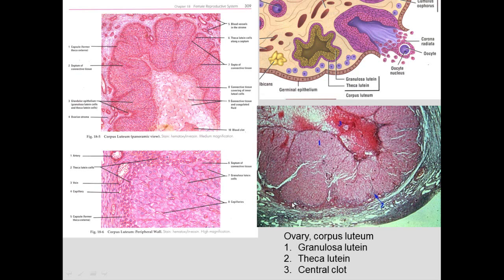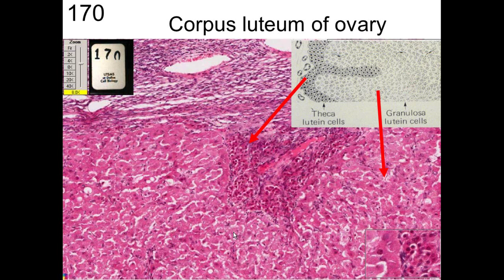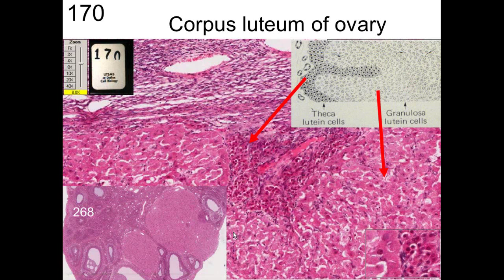The theca cells are the ones out through here, but the granulosa lutein cells are the big ones in through there. The theca cells produce androgen, and then the granulosa lutein cells aromatize that to make estrogens, and progesterone is what they do. Progesterone is the main thing that they produce. Here you see the corpus luteum here and here.